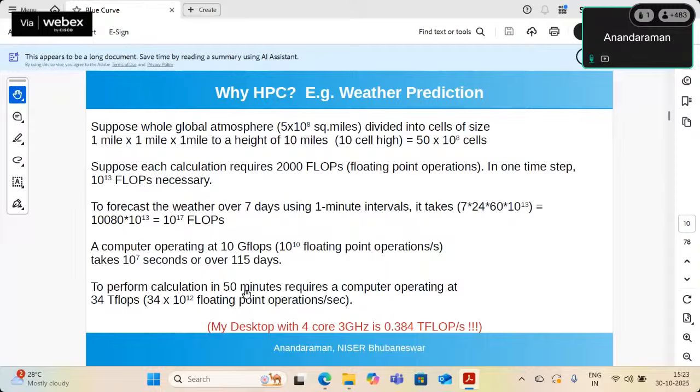To perform the calculation in 50 minutes requires a computer operating at 34 teraflops, 34 into 10 power 12 floating point operations. My desktop has 4 cores, and the base clock frequency is 3 GHz. That means my laptop has 0.384 teraflops per second. So definitely it is impossible for a laptop or computer to do 34 teraflop operations per second. So we need HPC or a supercomputer.